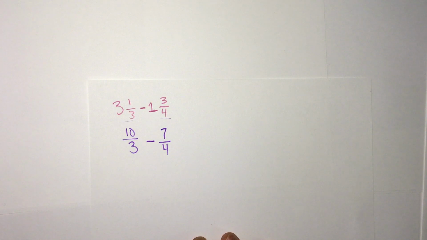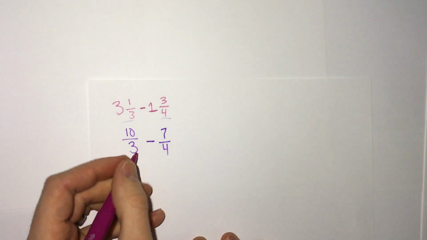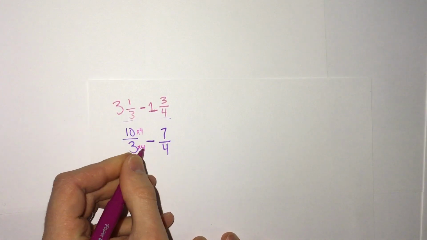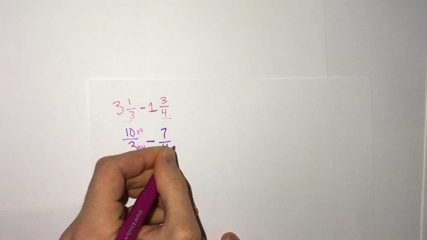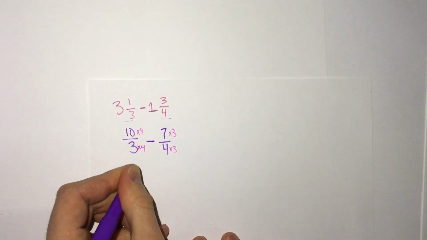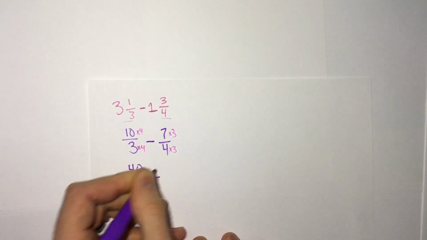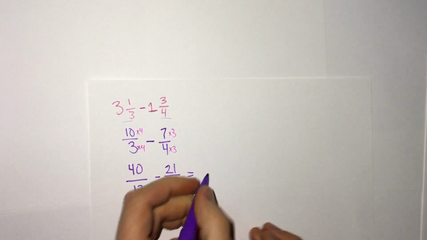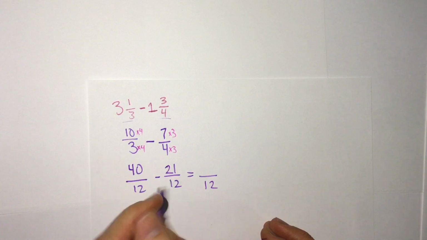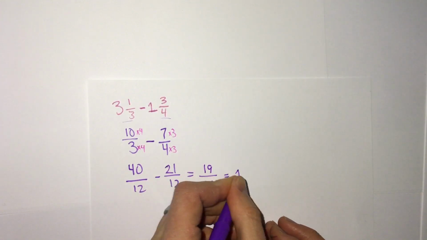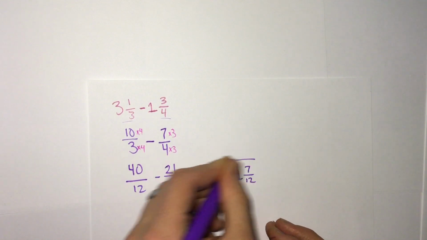Subtracting, and we'll get a common denominator. 3 and 4, we just multiply 3 by 4 to get 12, and 4 by 3 to get 12, top and bottom. We get 40 over 12 minus 21 over 12. Now we can easily see that 40 minus 21 is 19/12, or 1 7/12.